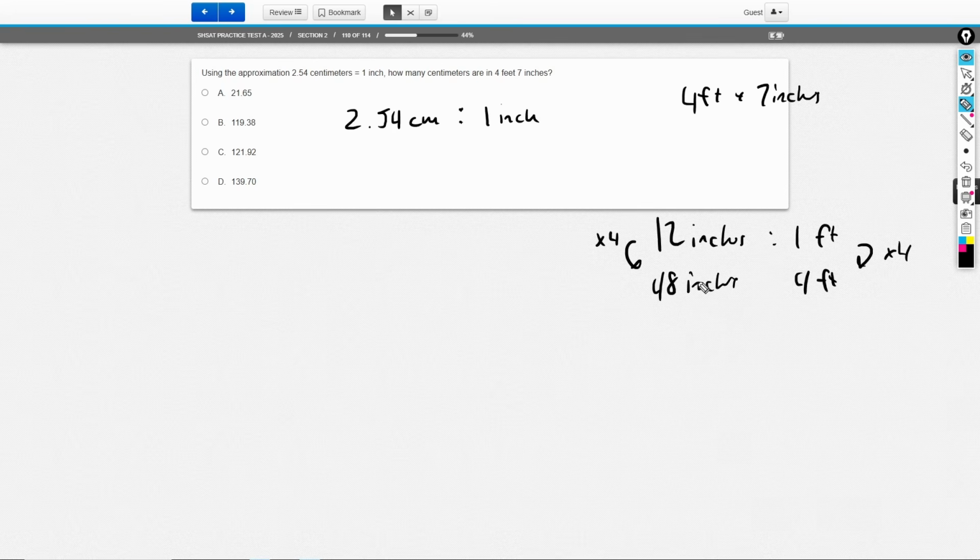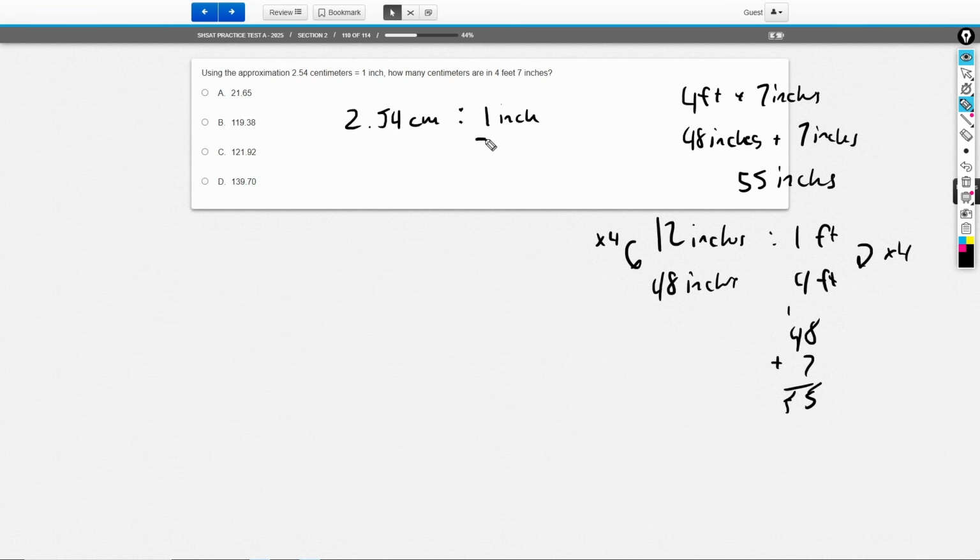So there's 48 inches. So 4 feet is 48 inches plus 7 inches, which gives us a total of 55, I think, but I could be wrong. That's 55. Yep, 55 inches. So now, how many centimeters is 55 inches?